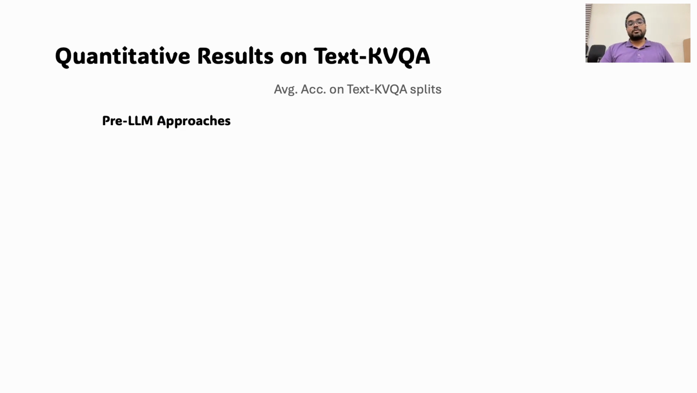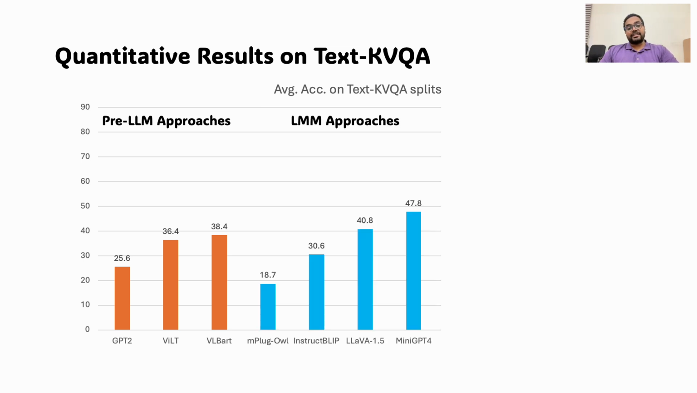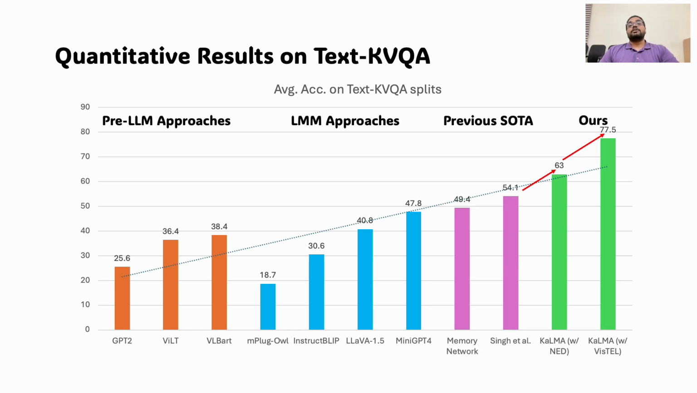So here I'm going to present briefly. I'll talk about the quantitative results on TextKVQA. So we benchmarked a few pre-LLM approaches like GPT-2, ViLT, VL-BART on TextKVQA, and then we also benchmarked existing LMM approaches such as mPLUG-Owl, InstructBLIP, LLaVA 1.5, and MiniGPT-4 v2, and this is the previous SOTA. And our model substantially beats the existing SOTA by 23.3%.